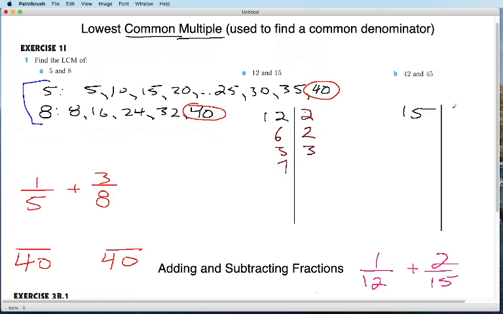Next, I'm going to do this with the 15. I'm going to say, okay, a prime number, if I divide by 5, I get 3. Now, the only number I can divide by is 3 to get my 1.